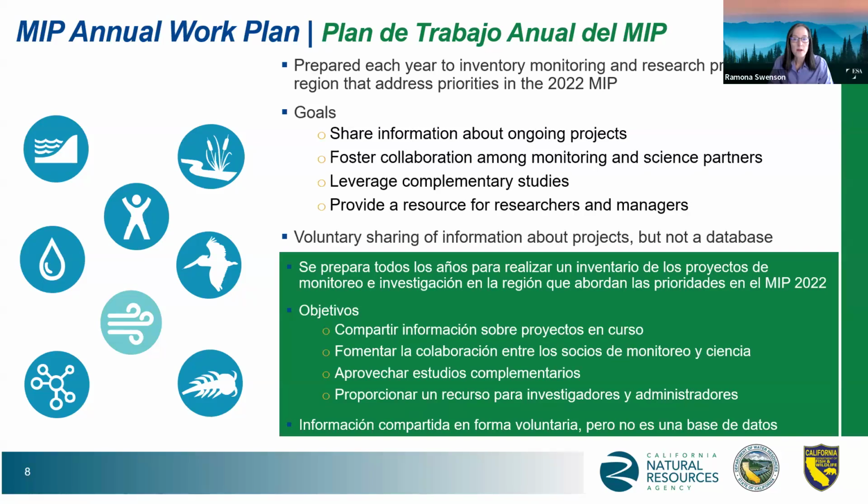For example, if you're monitoring birds, maybe you might want to know about other monitoring of habitats or water quality in the area. And the MIP work plan is intended to be a resource for researchers and managers. The work plan is a voluntary sharing of information of projects, but it's not intended as a database. Merely it's to be an inventory of all the activities in the region so that we can learn more and have better management. Next slide.